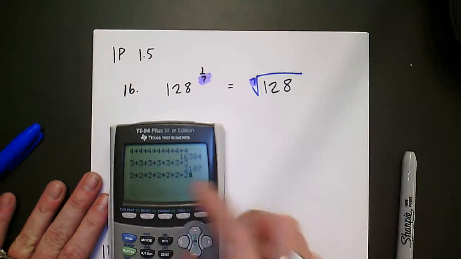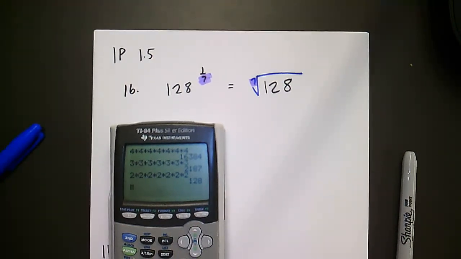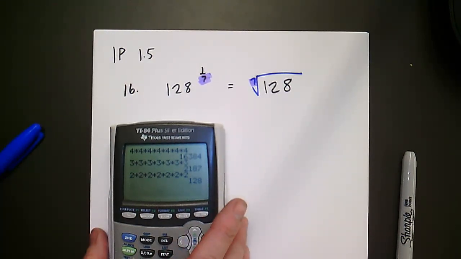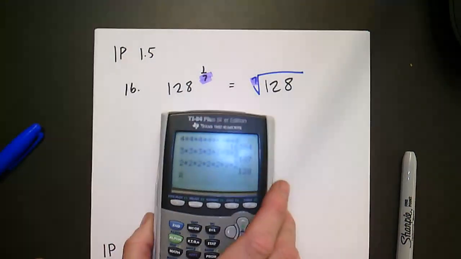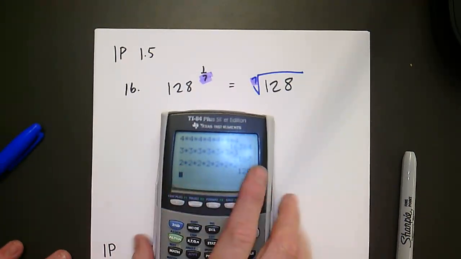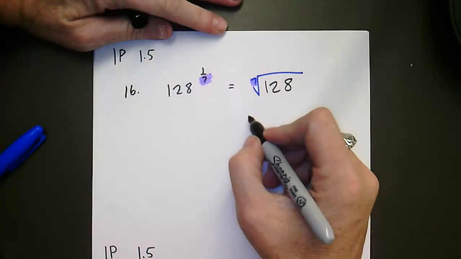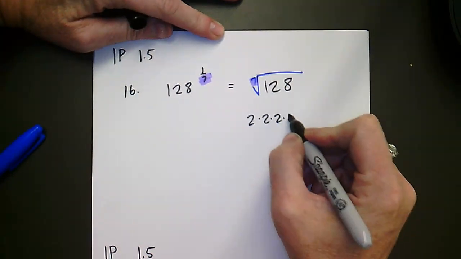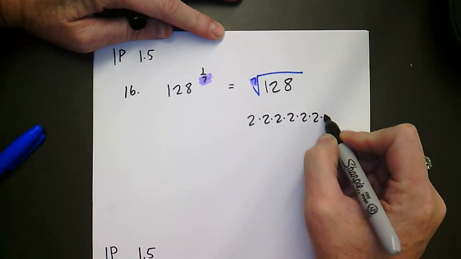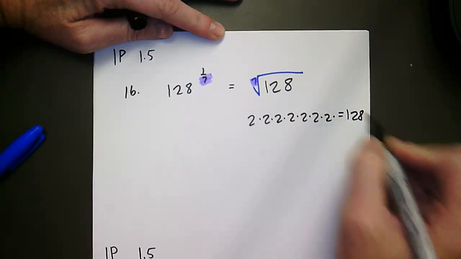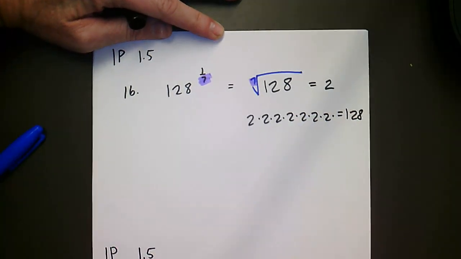So hopefully 2 times itself 7 times in a row gets me to 128. It does. Excuse me, my answer here is 2, because 2 times itself 3, 4, 5, 6, 7 times is 128. So the answer here is 2.